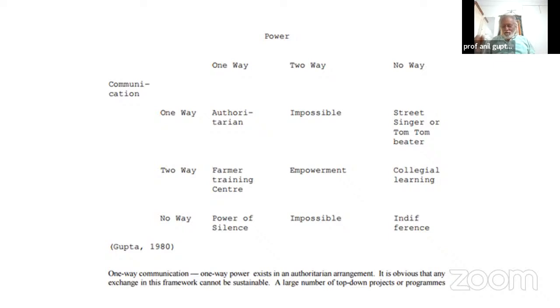So let's say if I am an authoritarian professor and I communicate, I decide what to teach, and you have no choice to change the content, sequence, or anything, that will be a very authoritarian way of communication. There are such situations where communication takes place one way and power is also one way. If nobody has power, but communication is one way, this is like broadcasting the message.